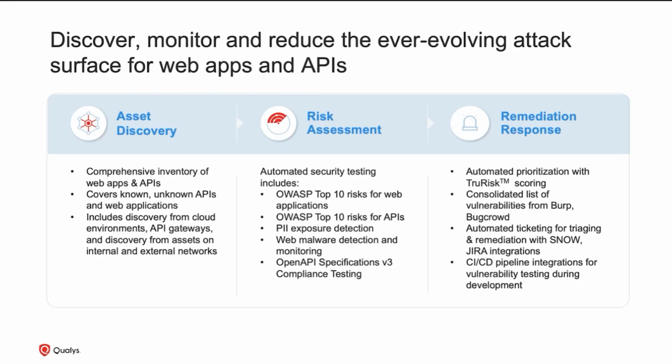On the risk assessment side, Total AppSec detects all OWASP top 10 vulnerabilities for web applications and OWASP top 10 vulnerabilities for APIs. It detects web malware, and not only that, it would also test your APIs for compliance with OpenAPI specifications. On the remediation side, it gives you a TruRisk score for prioritization. Then it integrates with tools like Burp and Bugcrowd.